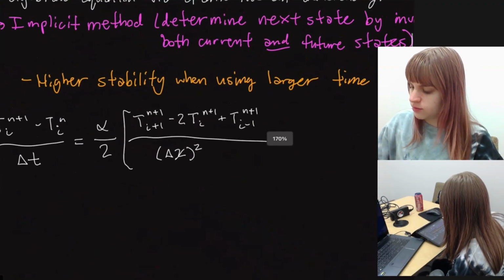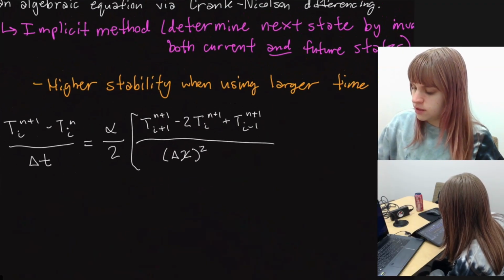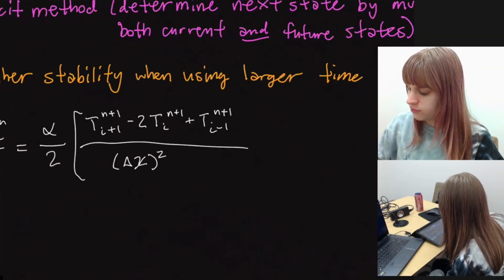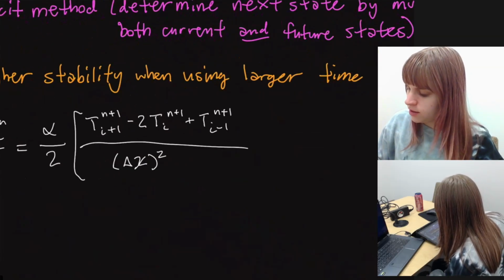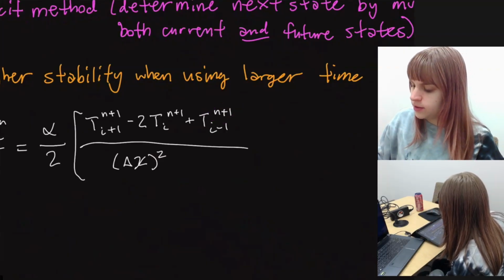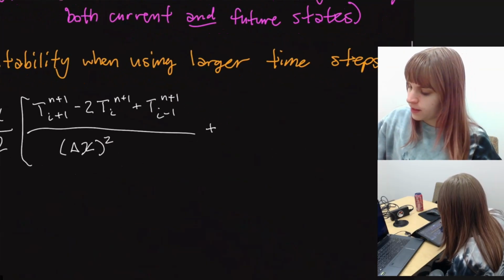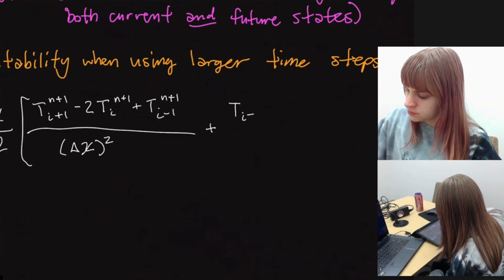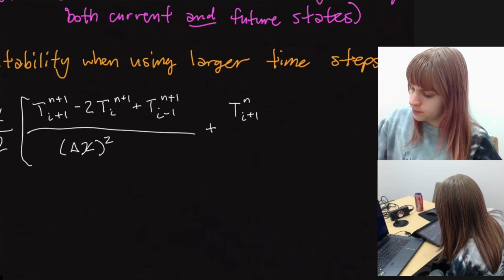And as I was saying, we're not just looking at the current node, we're looking at the future node, which is why I did this n plus 1 first, to make sure I didn't forget that. But we also need to add our current node.